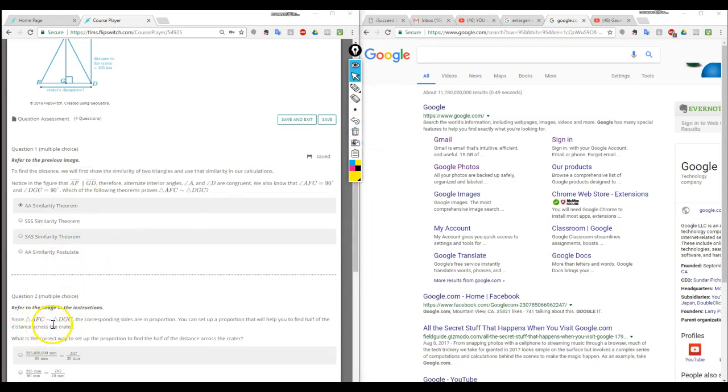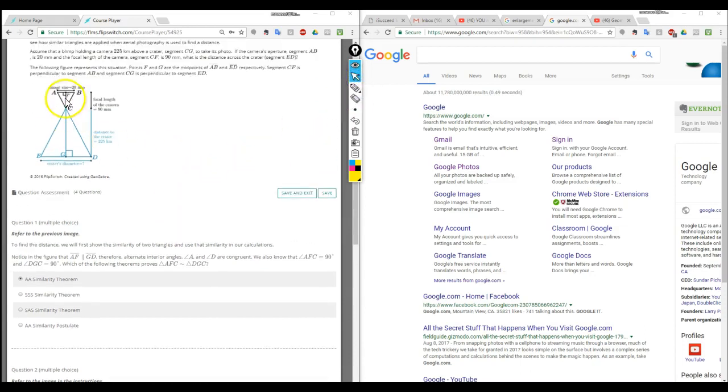Since triangle AFC is similar to triangle DGC, the corresponding sides are in proportion. You can set up a proportion that will help you find half of the distance across the crater. What is the correct way to set up the proportion to find the half of the distance across the crater? Okay, since the proportions of corresponding sides have to be congruent, I'm going to use R for my ratio.